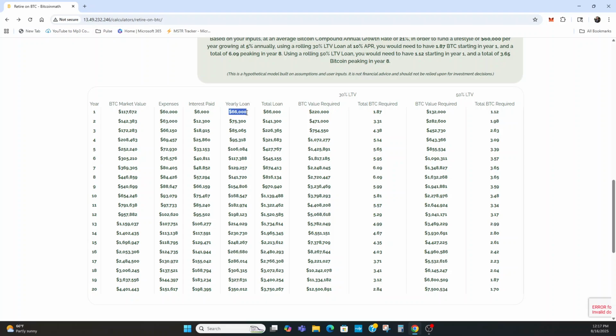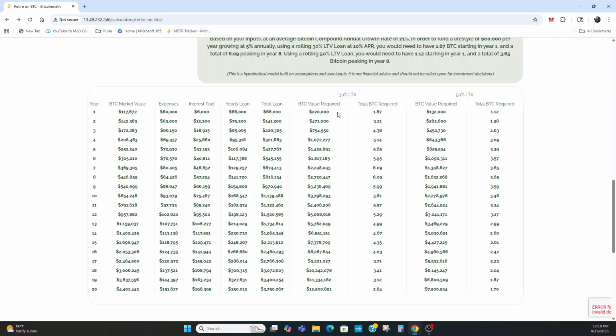That means my loan for that year is $66,000. And that means my total loan is also $66,000. Okay? Now, at a 30% loan to value, we're going to take this total loan and divide it by 0.3, 30%, and we're going to come up with how much Bitcoin value is required. Right? So in order for me to get this $66,000 loan at a 30% loan to value, I need to have 1.87 Bitcoin at this price, which is a total of $220,000 in Bitcoin value.